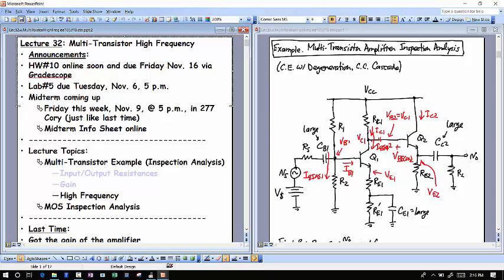All right, so with that, I think I'm going to move on to the lecture. Any other questions, issues? Okay. So again, today we're going to look at high-frequency analysis. And if we have time, we'll hit MOS inspection analysis. But I expect you to already know MOS inspection analysis. Because what did I say about MOS? Someone tell me. If you want to do inspection analysis with MOS, I already gave you inspection formulas for bipolar. What do you do for MOS?